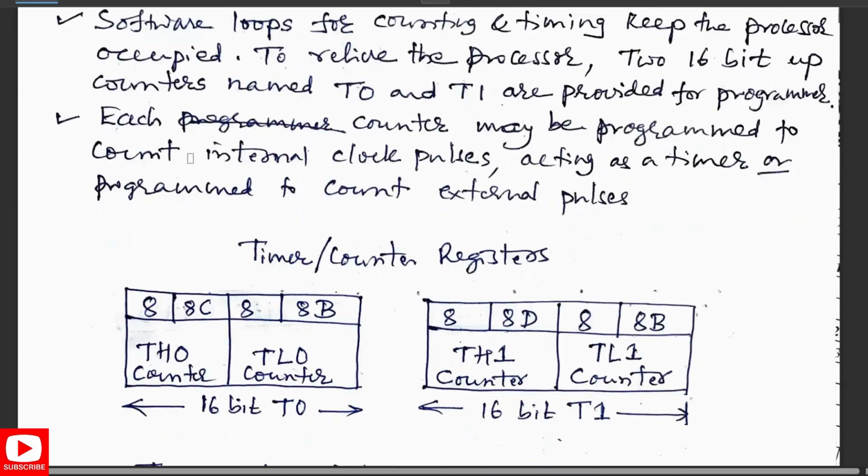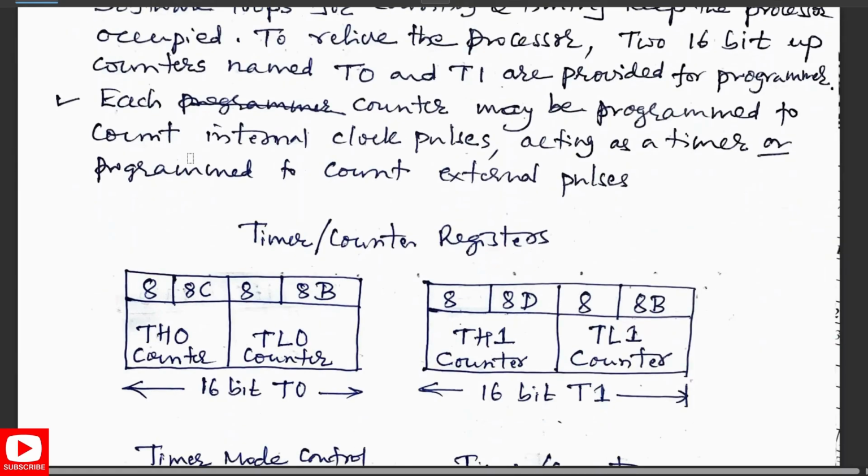So what does the timer actually do? It generates the time delay, and also it maintains the timing of the operation in sync with the clock. So we have two: one is the 16-bit T0 and the other the 16-bit T1. Here T0 has TH0 and TL0, and T1 has TH1 and TL1. Basically, TL is the low byte register and TH is the high byte register. Counters help in counting the number of events that have happened outside the controller.